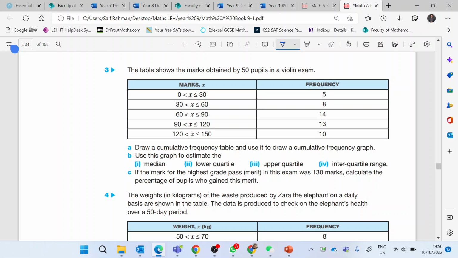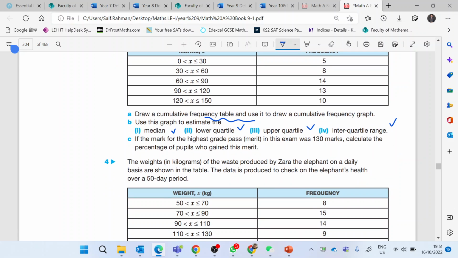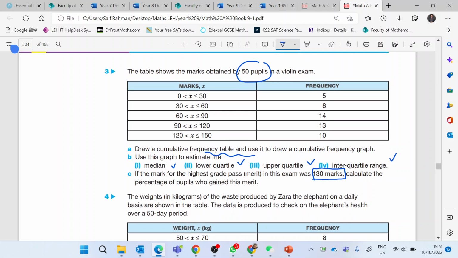Okay, in the next question there are 50 pupils in a violin exam. So this also is the same kind. Draw a cumulative frequency table. In frequency, use this graph to estimate the median, lower quartile, upper quartile, and interquartile range. If the mark for the highest grade pass in this exam was 130, calculate the percent of people who gain this grade. So you have to put this mark right here, 130, and the students greater than 130. Total there are 150, right? So you have to give a percentage.